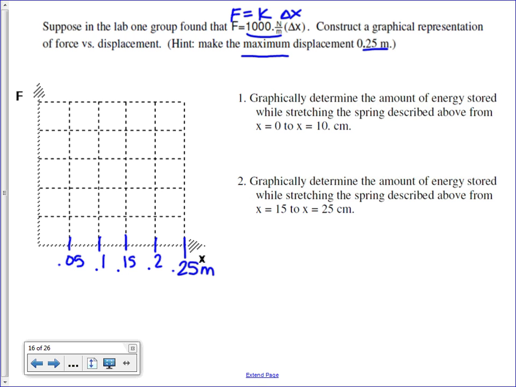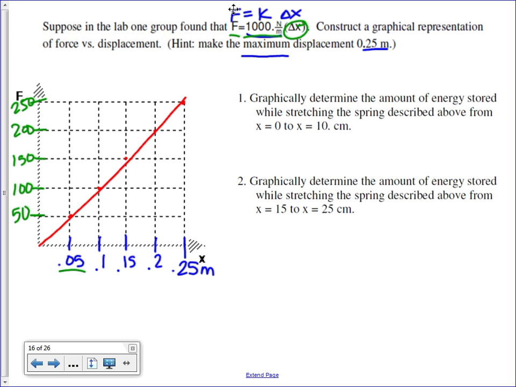Now how do we figure out force? Well, force is just going to be found by taking our delta x times 1,000. So if I take 0.05 times 1,000, what would my force be here when the stretch is 0.05? 0.05 times 1,000 is 50 newtons. What about 0.1? That would be 100. 0.15 would be 150. 0.2 would be 200. And then finally, 0.25 would be 250. When we do that, we end up getting the dots right here. Or in other words, we end up getting a straight line that passes through all 5.